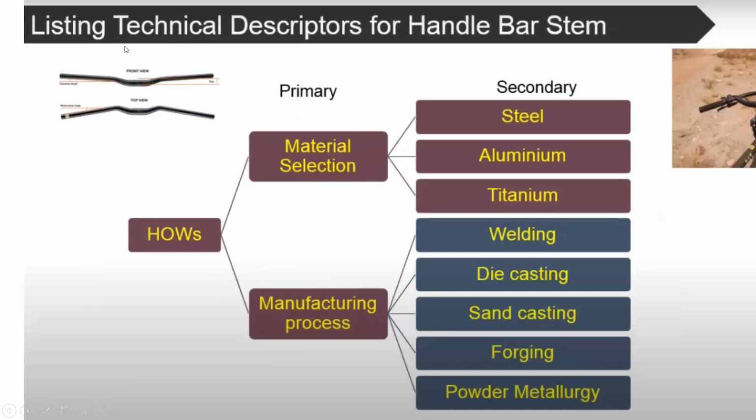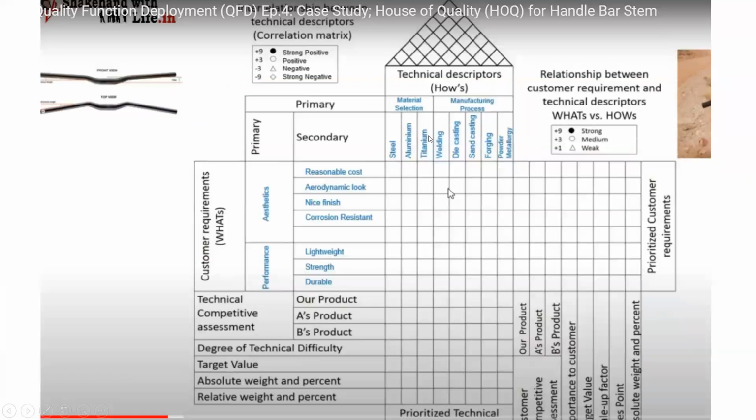So the list of technical description for the handlebar: how you do it? I focus on material selection and manufacturing process. So for the secondary, what is the material involved? What is the manufacturing process? This is technical: how you do this? So I put the information here.